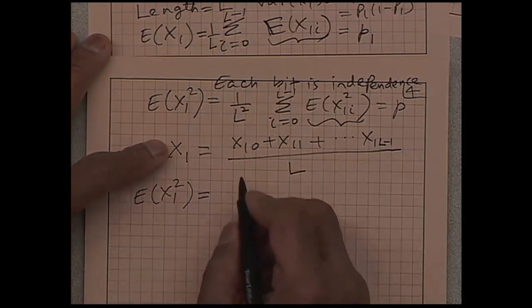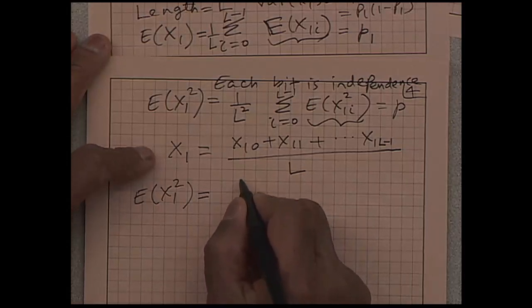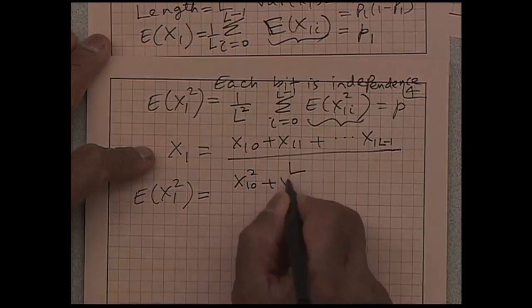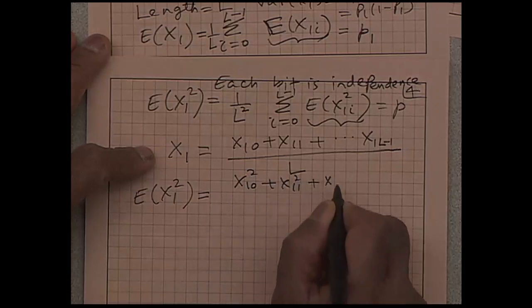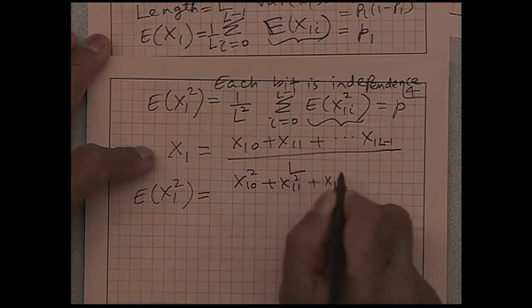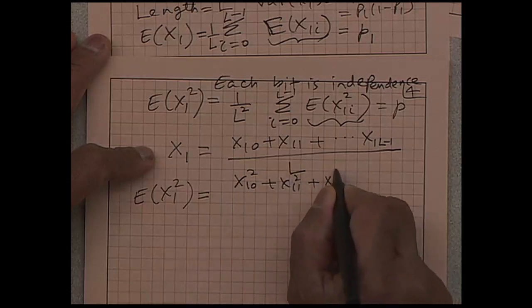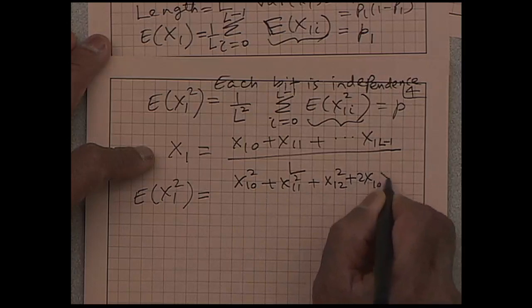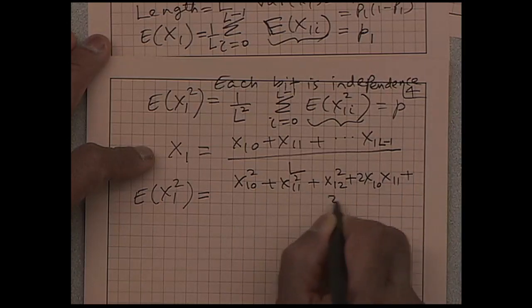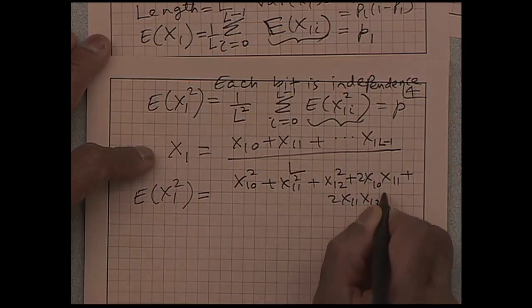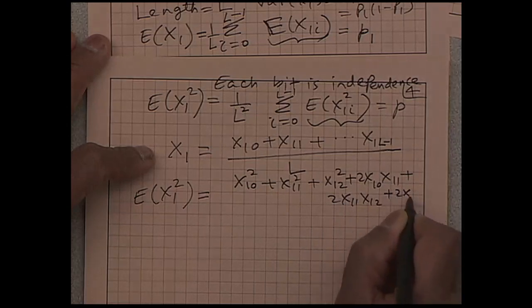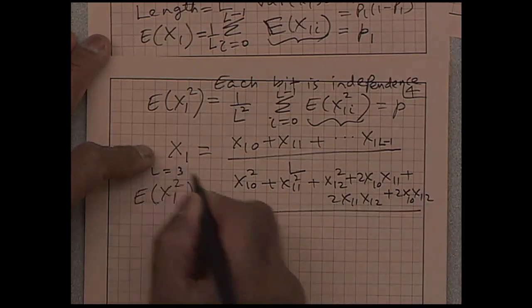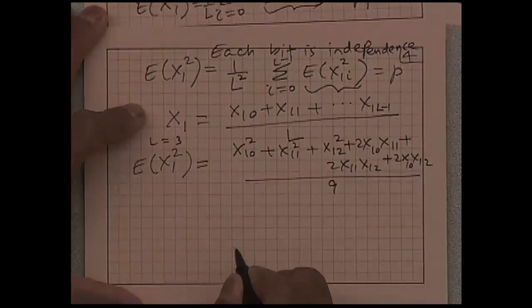So x1 squared is equal to x1_0 squared plus x1_1 squared plus x1_2 squared, let's just take three possible values, plus 2 x1_0 x1_1 plus 2 x1_1 x1_2 plus 2 x1_0 x1_2, divided by L squared, let's take L equal to 3. So L squared is 9.